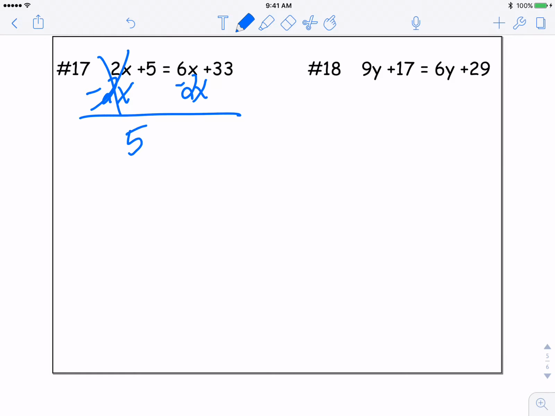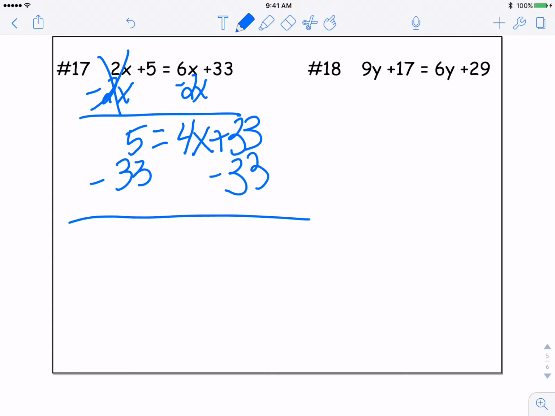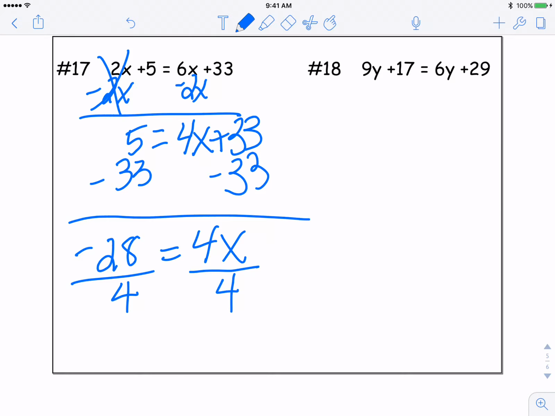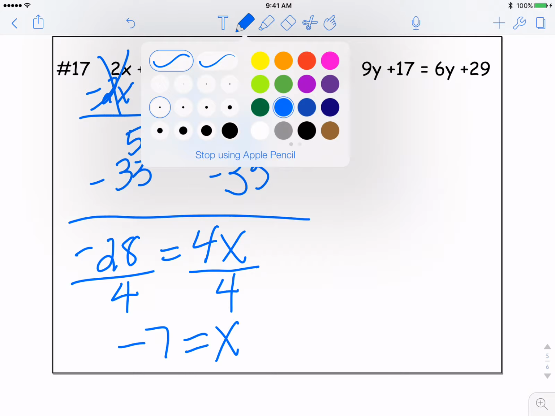On the left, we'll be left with 5 equals 4x plus 33. Now we can work to get x by itself. 4 and x are best friends, so wait to break them up until the end. So we're going to subtract 33 from both sides. Then doing 5 minus 33, we'll get negative 28 equal to 4x. Our last step then is to get rid of the 4 by doing opposite operations and dividing both sides by 4. Then we look for common factors. Keep your answer as an improper fraction. So 28 divided by 4 comes out to exactly negative 7, so x equals negative 7.